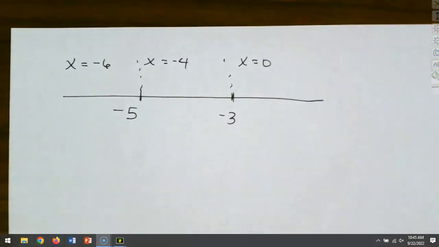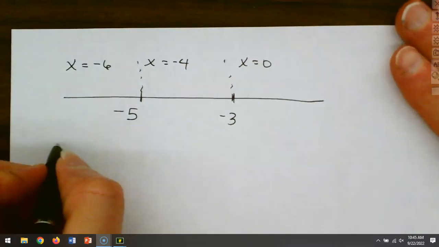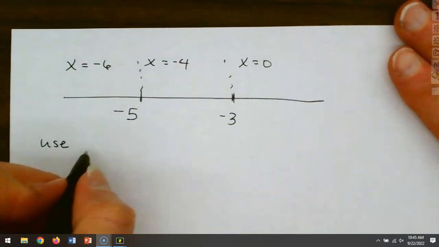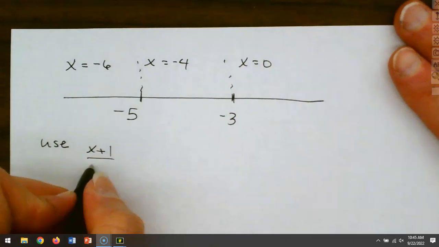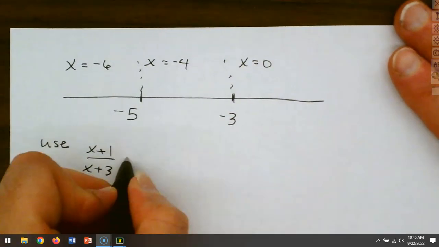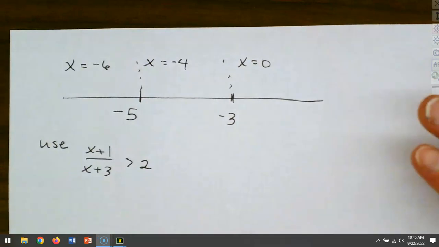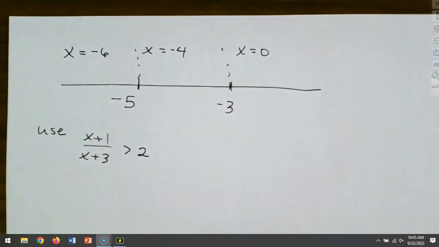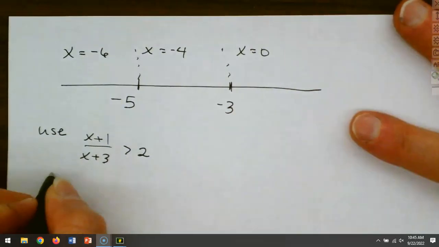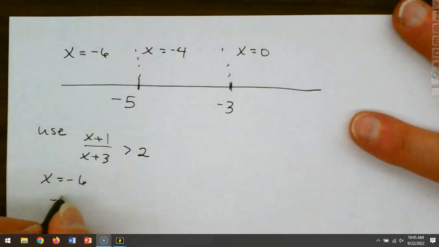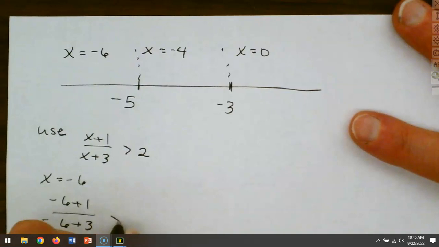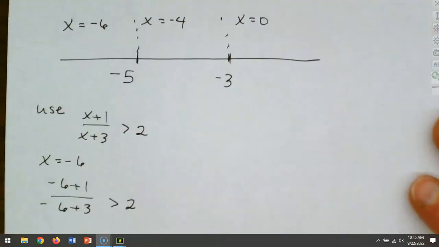It's the same as we've done before. It's no different. We're going to use the original, which is x plus 1 over x plus 3 is greater than 2. So that's what we're going to use to check. We're going to plug our values in, and we're going to see what the signs come out to be, whether it's true or false. I'm going to start with negative 6. So plug in that negative 6 there.